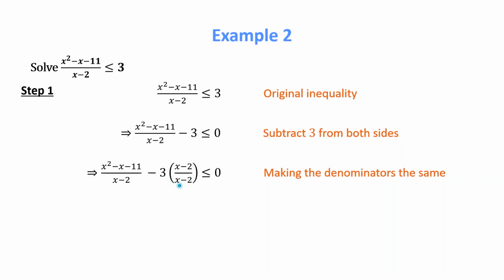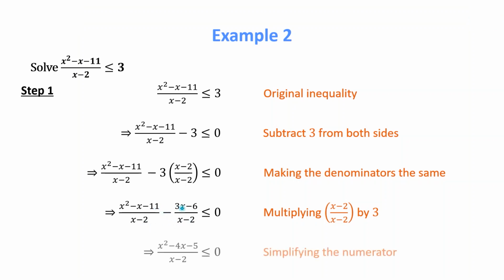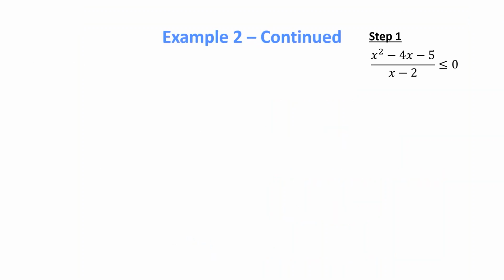So now to simplify this, we multiply 3 with the numerator over here, and that'll give us 3x minus 6 at the top. Now that the denominators are the same, I can simplify the numerator to give me this. And on the right-hand side I have 0, and on the left-hand side we have a single rational expression. So now that step 1 is complete, where the right-hand side is equal to 0 and the left-hand side is a single rational term, we can move on to step 2, which is to make the left-hand side of this inequality equal to f of x, like so.